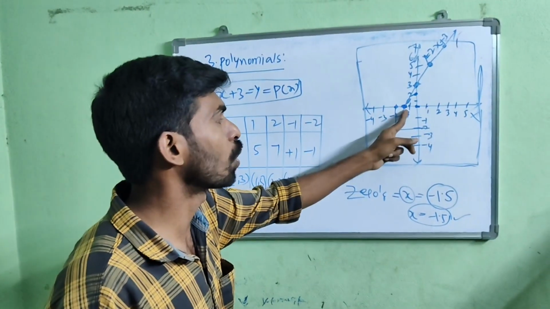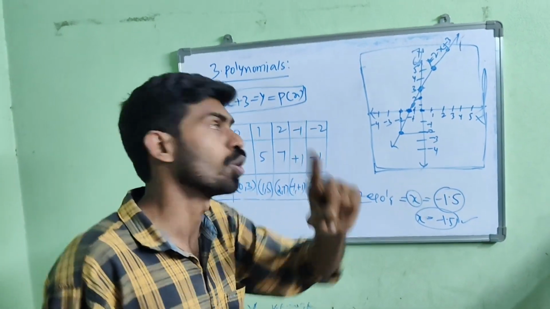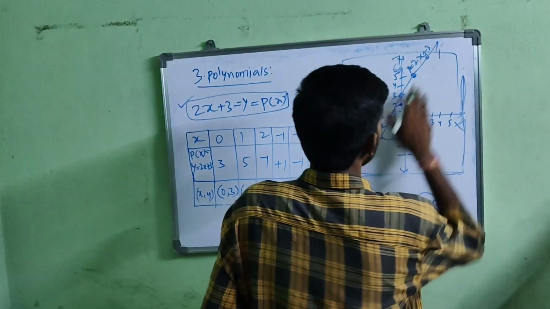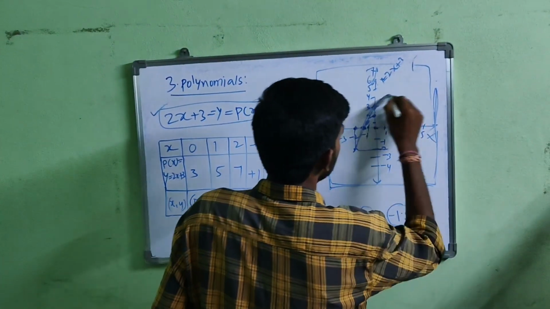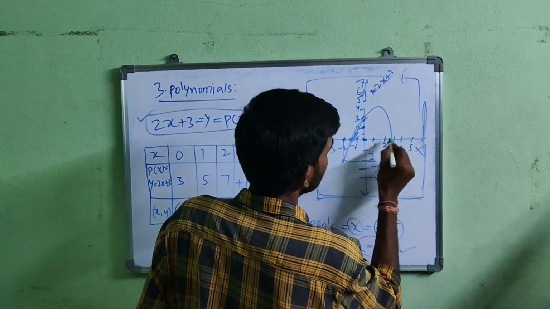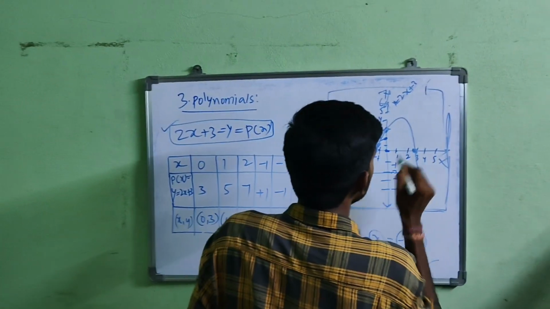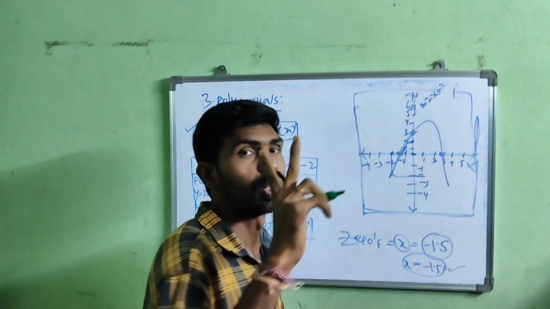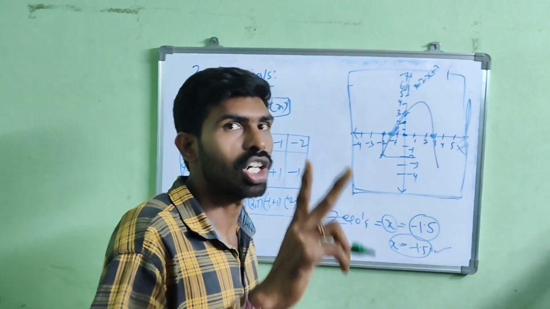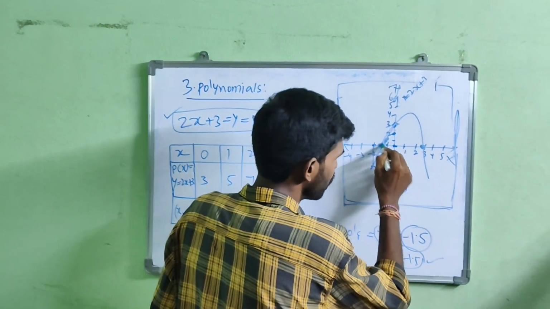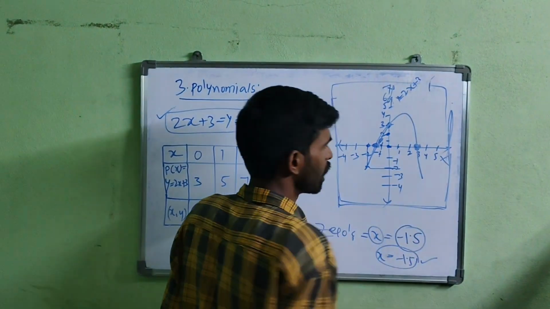ఎన్ని జీరోస్ ఉన్నట్లు? ఇది ఒకటేసారి టచ్ అయింది, సో 1 zero. If it is 2 times, for example the graph is sometimes like this, x-axis కి ఎన్నిసార్లు టచ్ అయింది? 2 times టచ్ అయింది. That means it has 2 zeros or 2 solutions. Here x value is there, here also another x value is there.